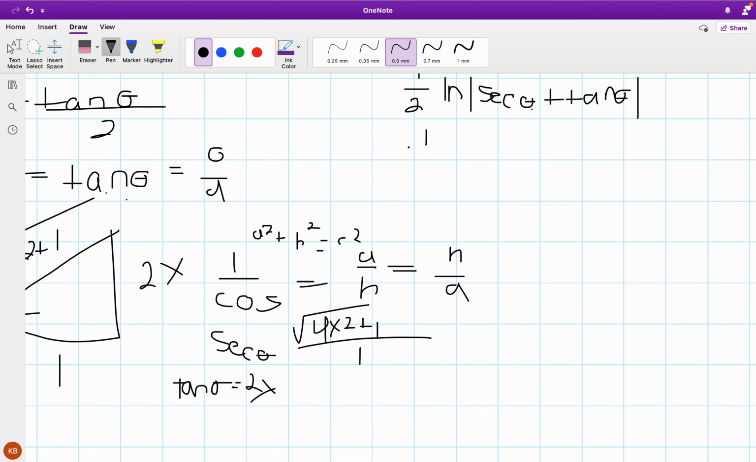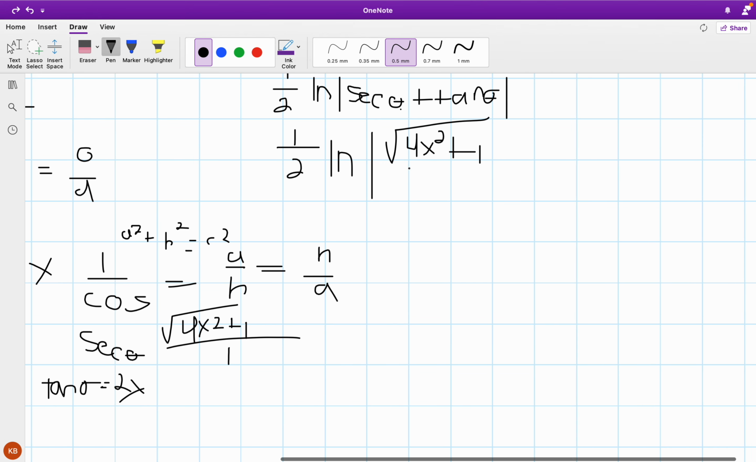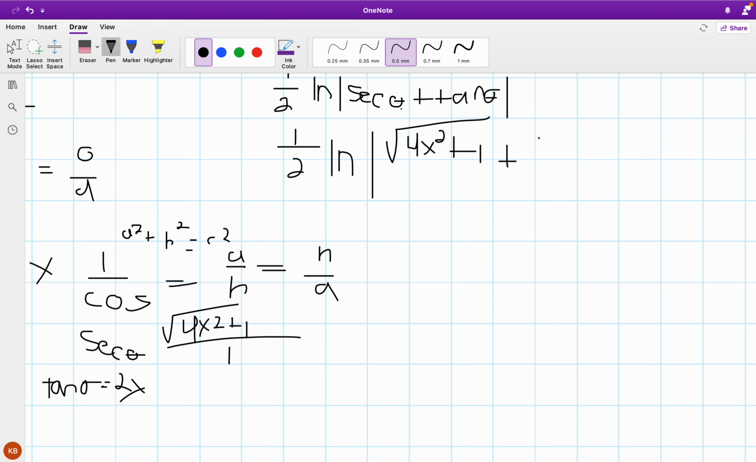Our answer to this problem will be 1/2 the natural log of the square root of 4x squared plus 1 over 1, so we don't need to draw that, plus 2x, plus our constant of integration C, and that is our final answer.